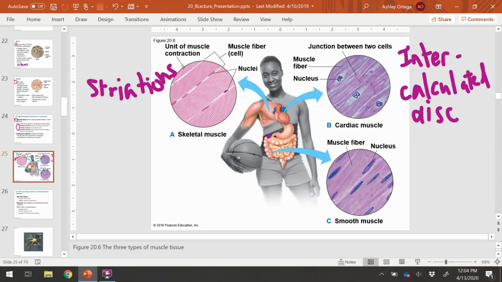You can also see the nuclei are not flattened like they are in skeletal muscle, or at least not in this image. And then lastly, smooth muscle, it does not have the striations, so none. Just put S for short, no striations. And those nuclei are much bigger and they're much skinnier, longer muscle cells.